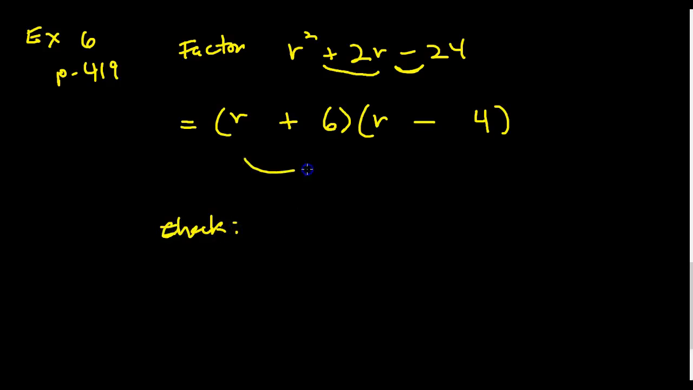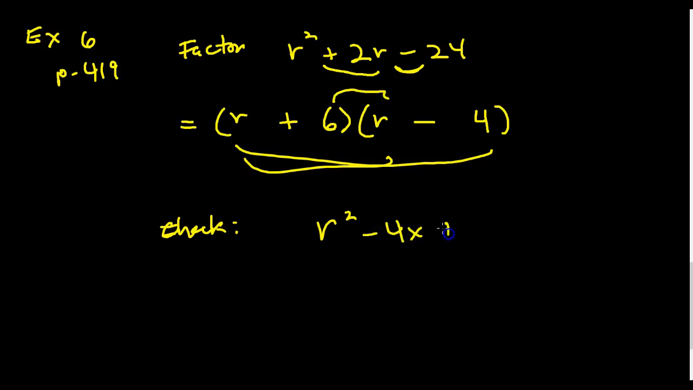All right. The first product is r squared. The outer product is minus 4r. The inner product is plus 6r. And the last product is minus 24.